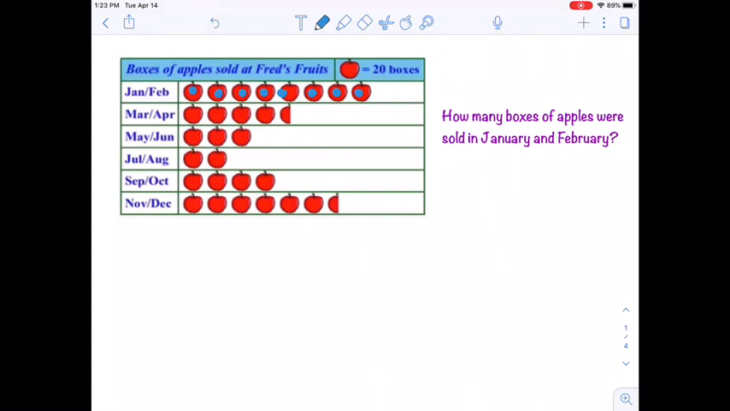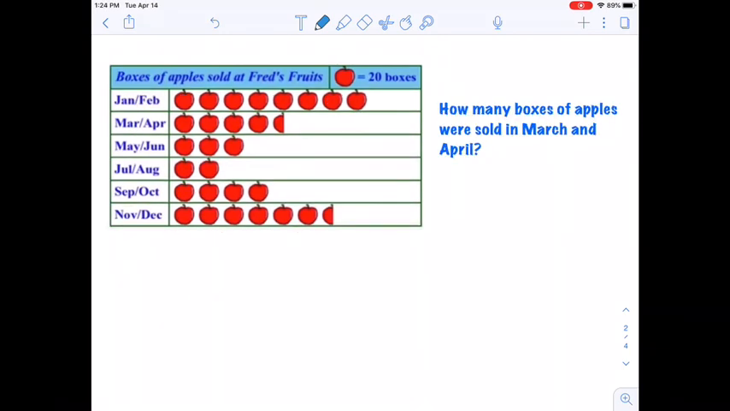So our first apple represents 20. When we count the next one, we would be at 40. 20 more would be 60. Think of the twos pattern, 2, 4, 6, 8, 20, 40, 60, 80. 20 more would be 100. 20 more would be 120, 140, 160. So in January and February, 160 boxes of apples were sold at Fred's Fruits.